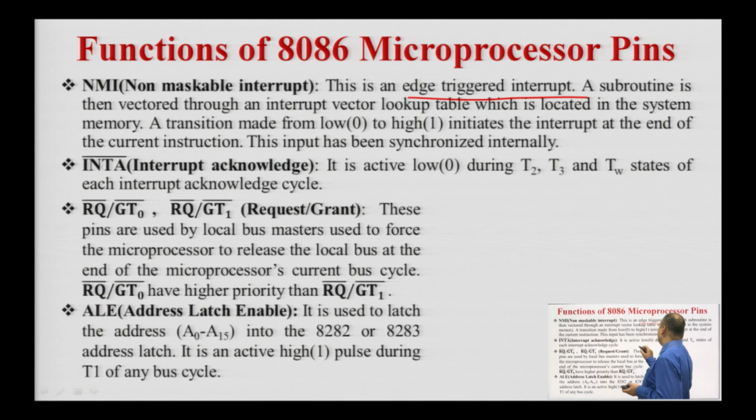So, it is active low during T2, T3 and TW. TW is nothing but the wait state of each interrupt acknowledge cycle. So, this is the acknowledge signal in response to the interrupt signal generated by the interrupting device.